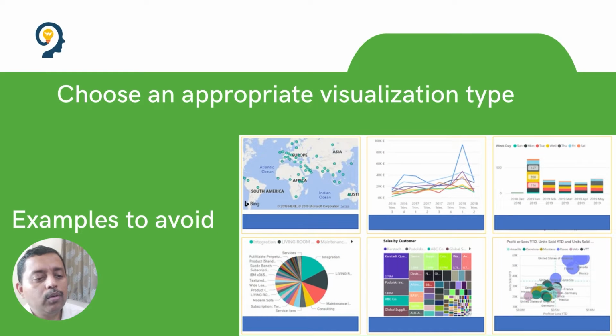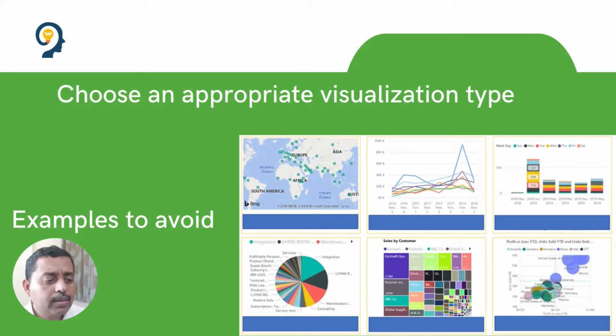Then we come to the point where we should have an understanding of what is good and what is bad. Let's try and see some examples. There are some examples in front of you. In the first example, this is a map visual, and data points are embedded on top of that map visual.